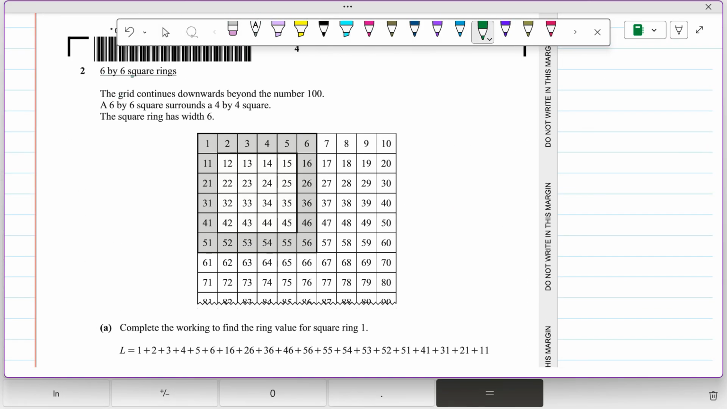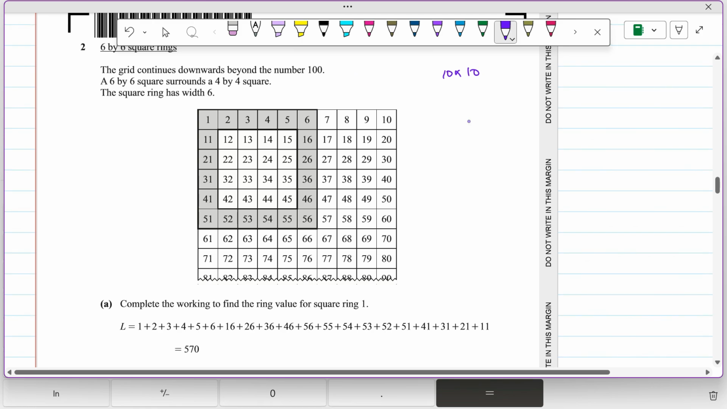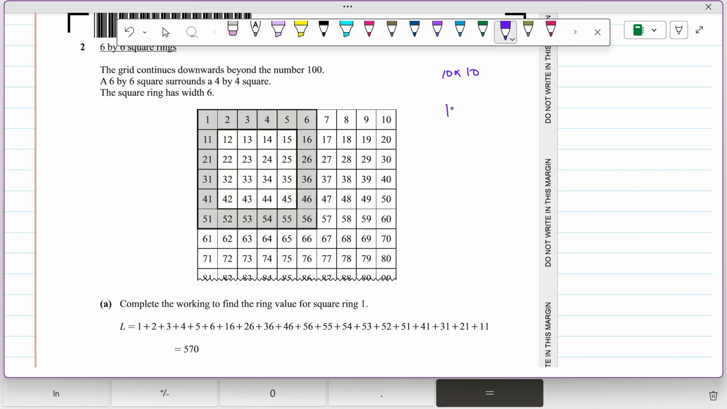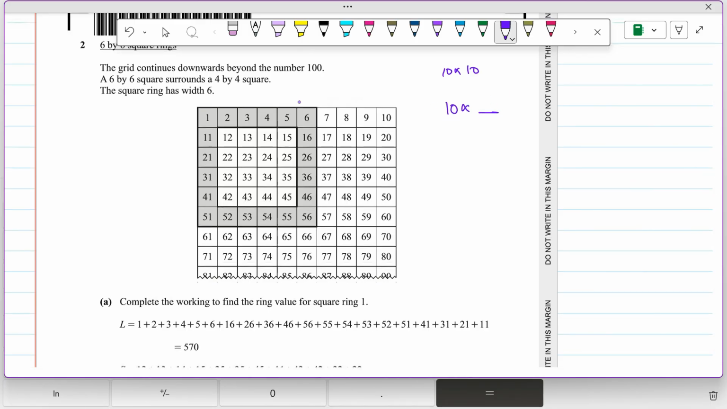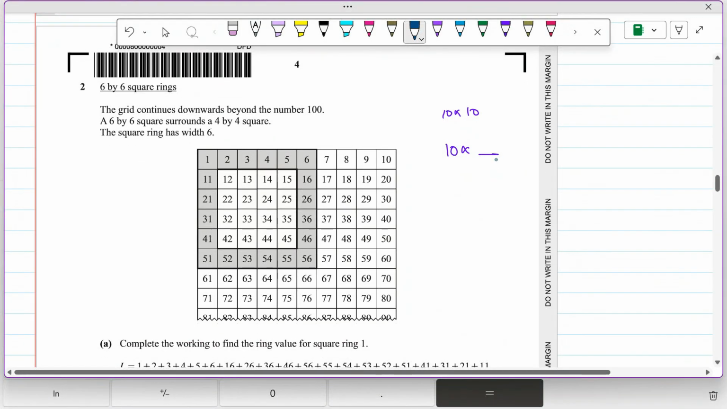Question number 2. 6 by 6 square ring. The grid continues downward beyond the 100 number. When we have the 100 number, we have 10 by 10. This is beyond the 100. It means it keeps moving, and we don't know the exact length of the grid. We just know that it is 10 by something. It can be 1000, 2000, or 100 maybe. So we will not consider that we have only 10 by 10. It can be 10 by something.